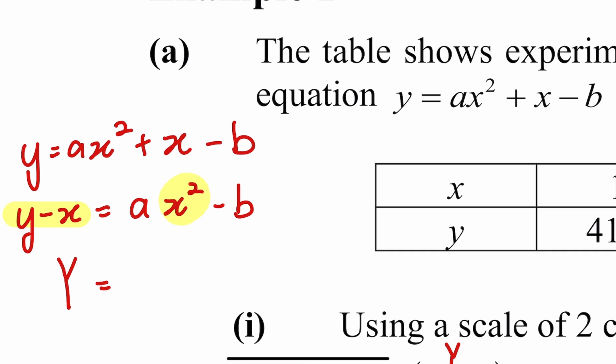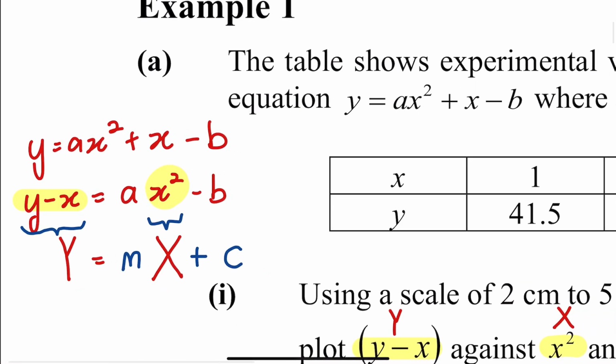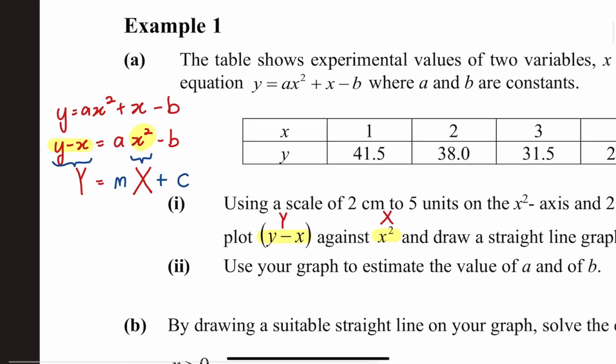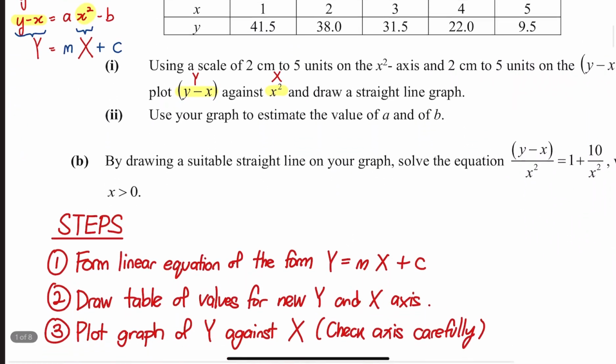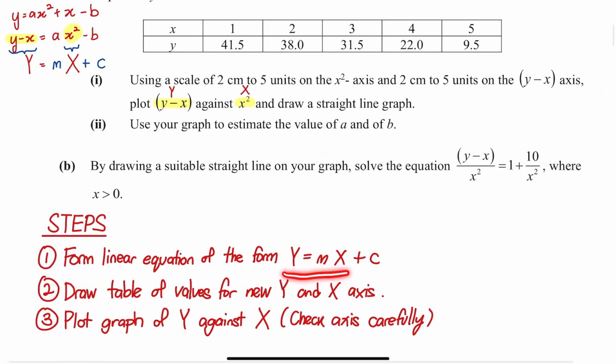This is now your new x-axis. Then your a represents your gradient. Negative b represents your big y-intercept. Okay, so over here, I hope you can see how we can convert this original quadratic equation into now a straight line graph, whereby your y-axis now is y minus x, your x-axis is x squared. Okay, so now I've done step 1. I've rearranged the equation to the linear form of y equals to mx plus c.